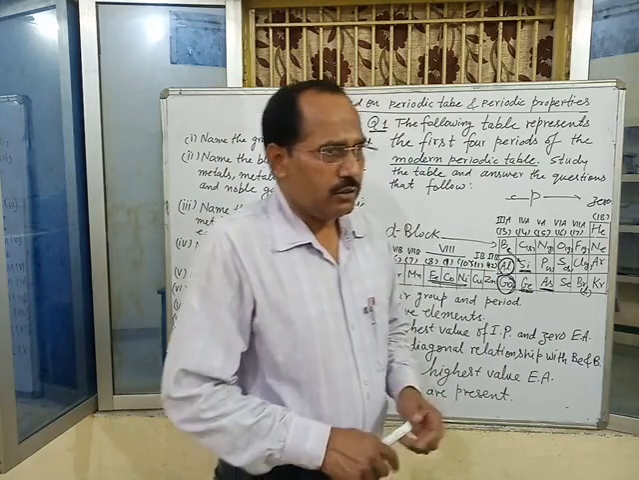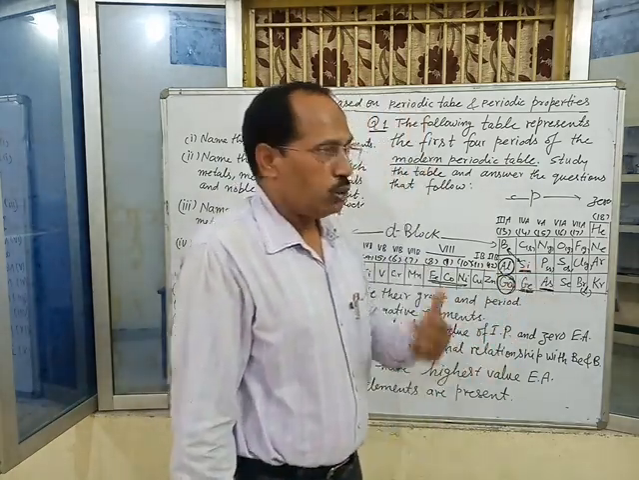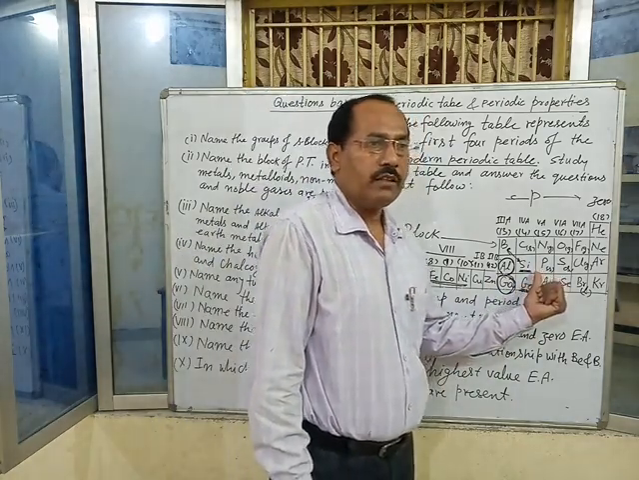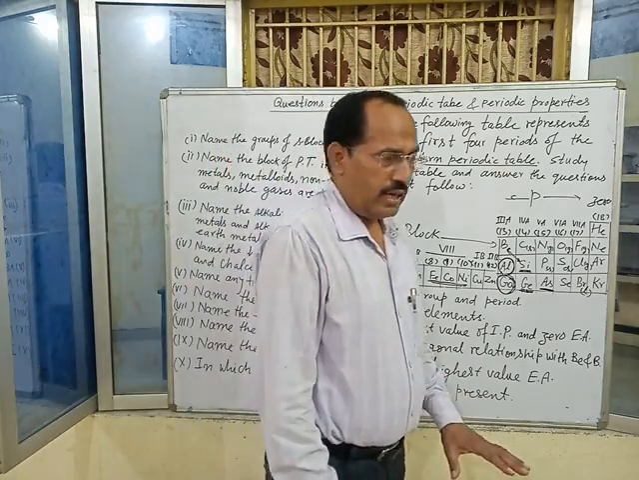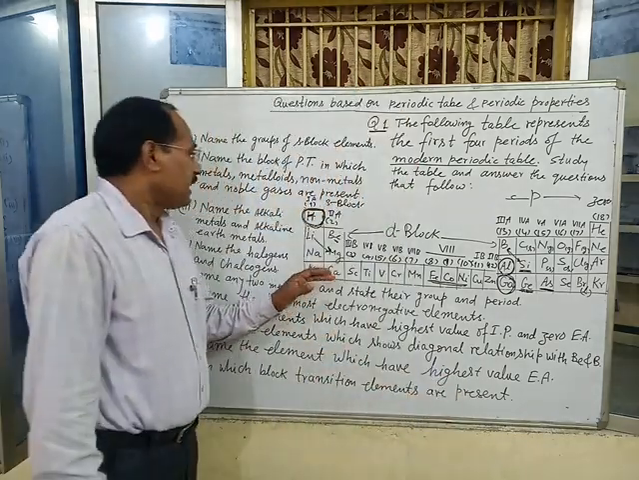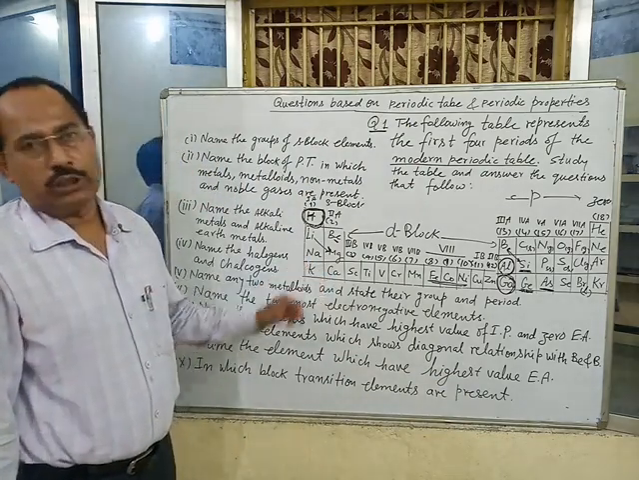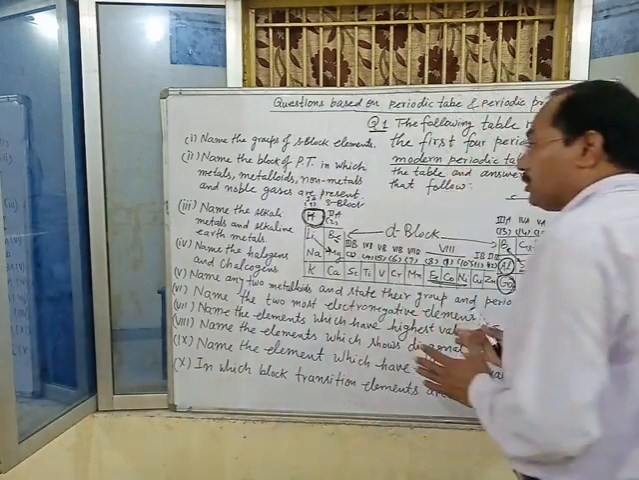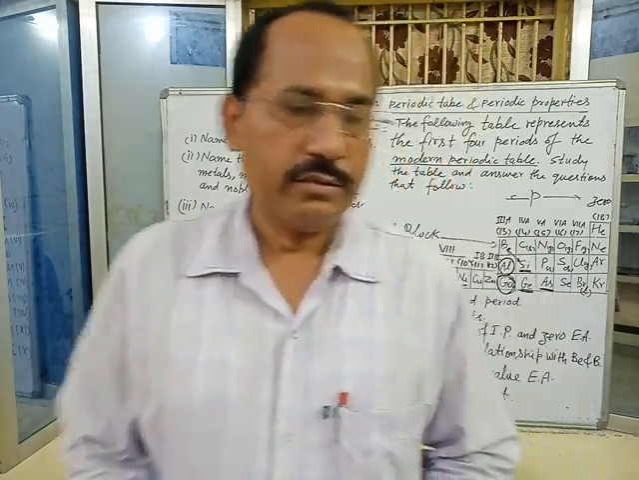Name an element which is kept in water or stored in water. This is phosphorus. Phosphorus is the element which is kept in water. And alkali metals are stored in kerosene oil. So these are some important questions related to the periodic table.